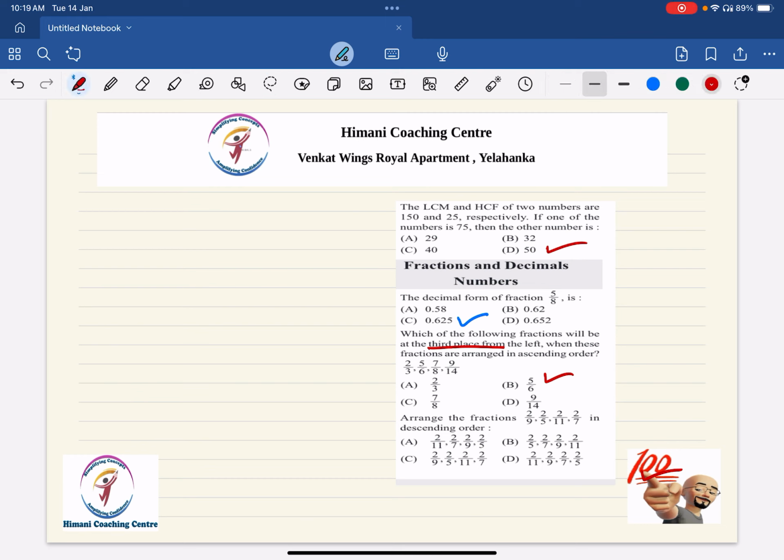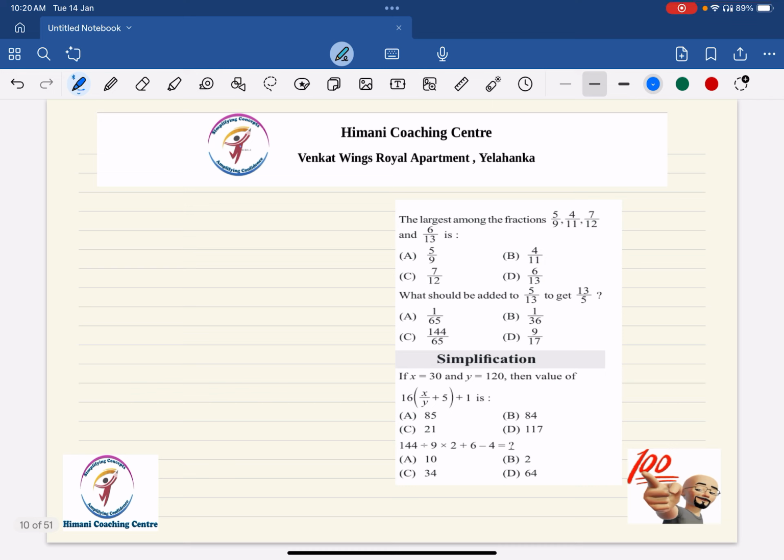So what are they asking? They are asking us to arrange in descending order. So what should be the greatest of them? 5 is the smallest denominator, so you write 2 by 5. Then after that it should be 2 by 7, then 2 by 9, and then 2 by 11. Whichever option has this, we will take that. So option B is the right option.